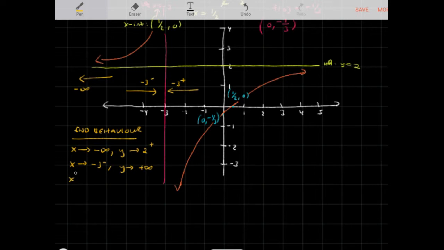The next step here, let's approach negative 3 from the right side. So this is like negative 2.9999. And you can notice that as I go closer and closer this way, the trace goes closer and closer to negative infinity.